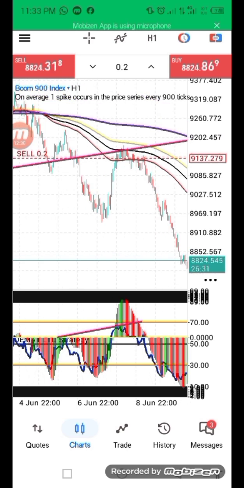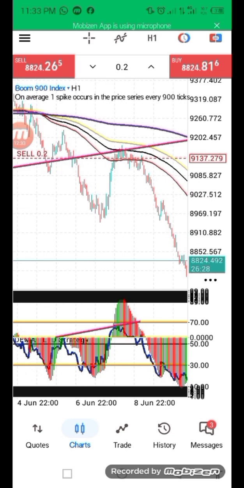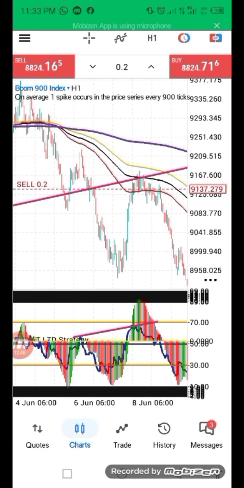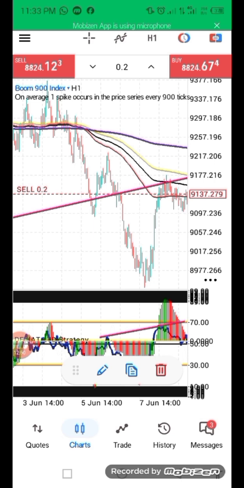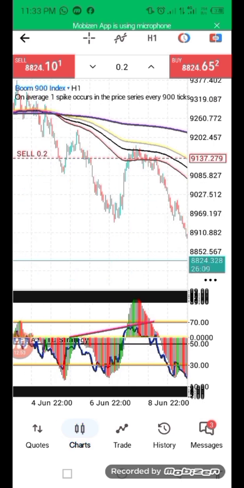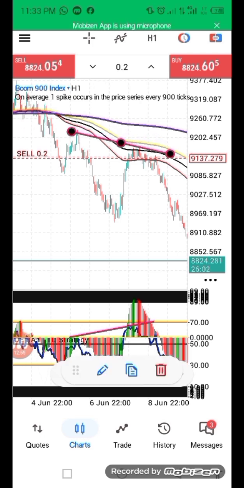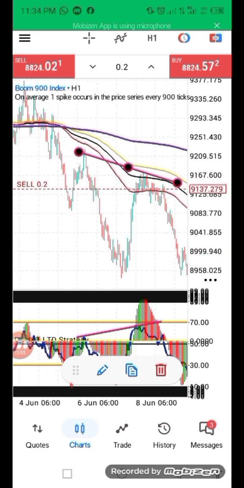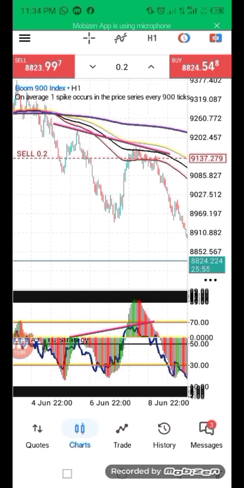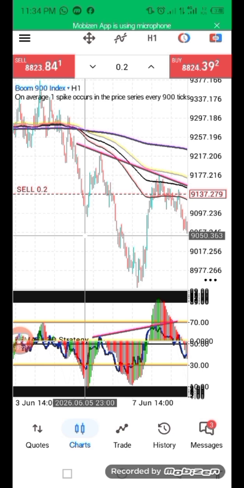But the secret to this strategy is the awesome oscillator. This is the secret. If you look at it, where we have the divergence, this is the secret of this strategy. Where we have the divergence, the awesome oscillator is negative here.